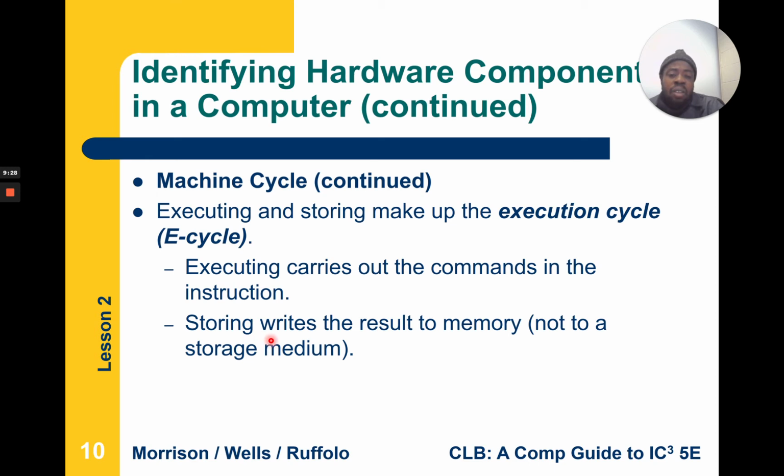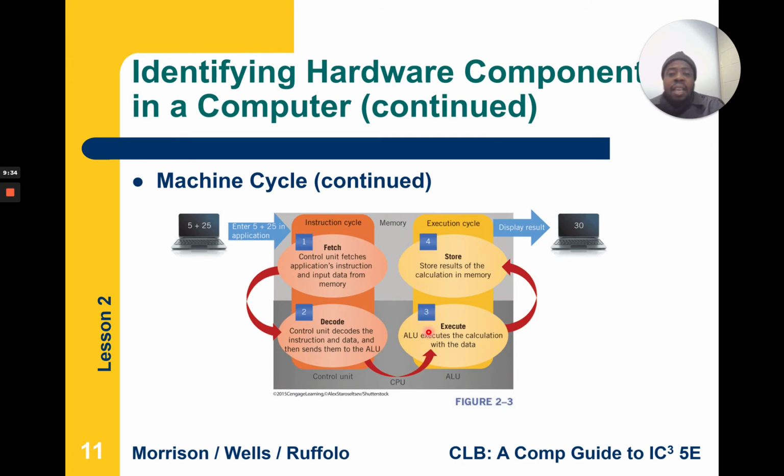And storing writes the result to memory. And it continues basically in this way. For instance, let's look at this: 5 plus 25. So you enter 5 plus 25 in your application. That is the instruction cycle. The control unit fetches the application instruction and the input data from memory. That's the I cycle.